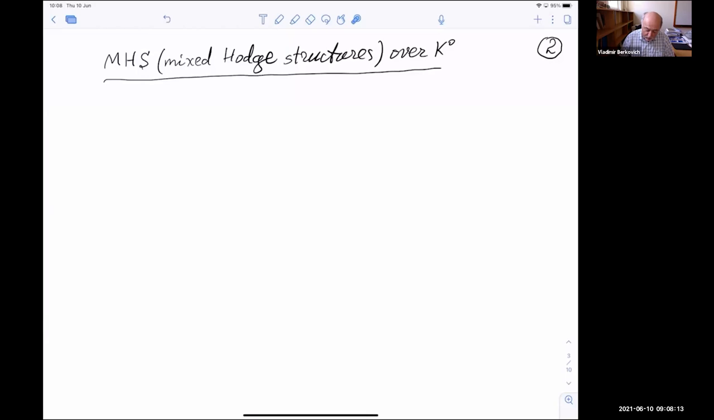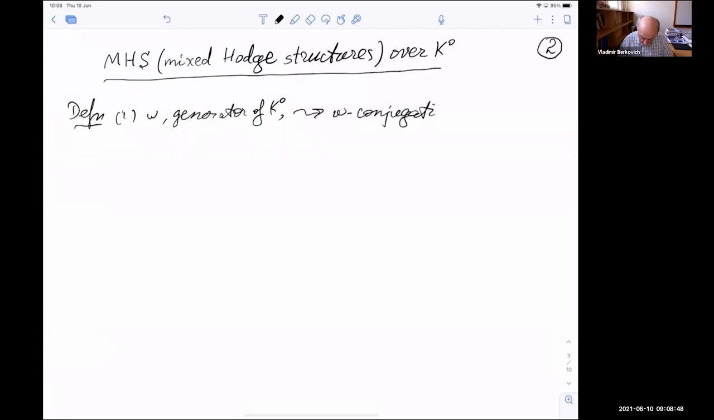Okay, and so first of all, I explain what is a mixed Hodge structure over a K-node. I recall the definition of a mixed Hodge structure, but in a more general setting. And so, definition. Let us fix a generator of the maximal ideal. Then one can associate with it a conjugation on K node, which is called the varpi conjugation. What is it? Because we fixed our generator, K node is canonically isomorphic to the ring of formal power series over C in one variable, pi. And so what is the conjugation?